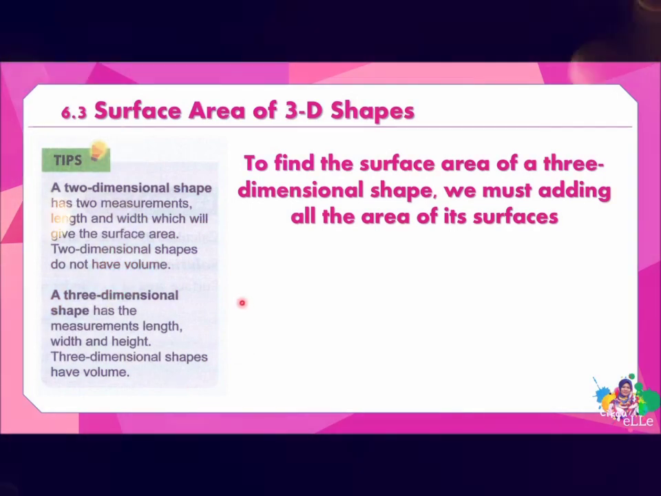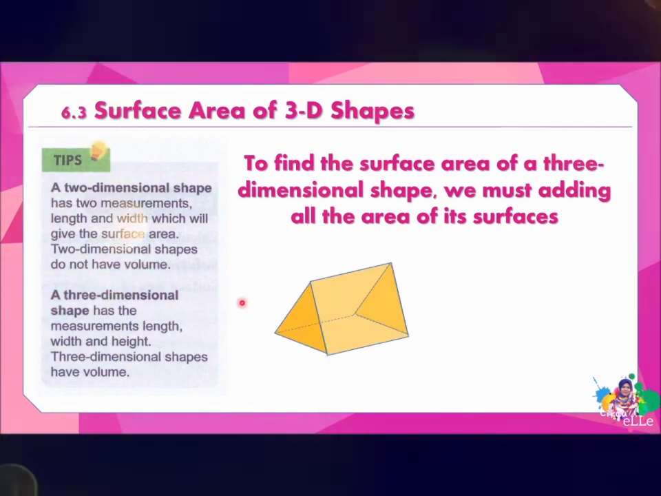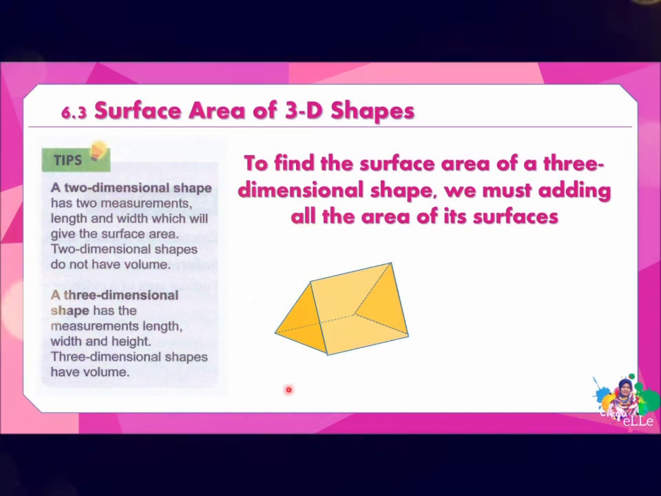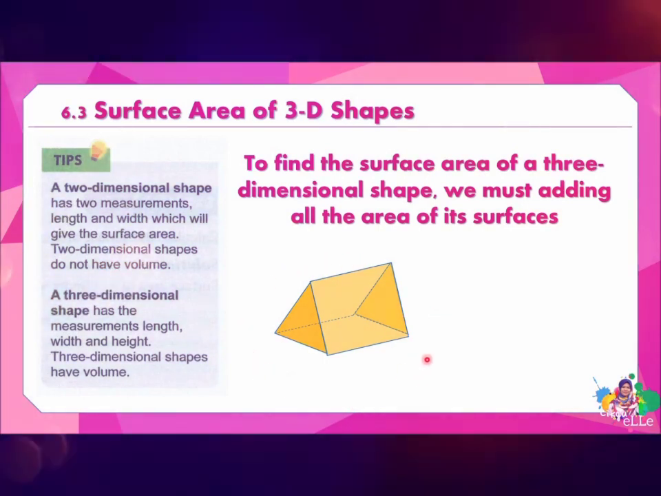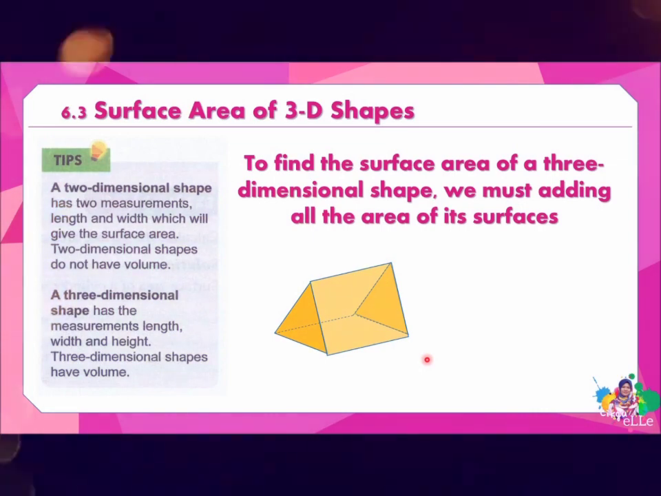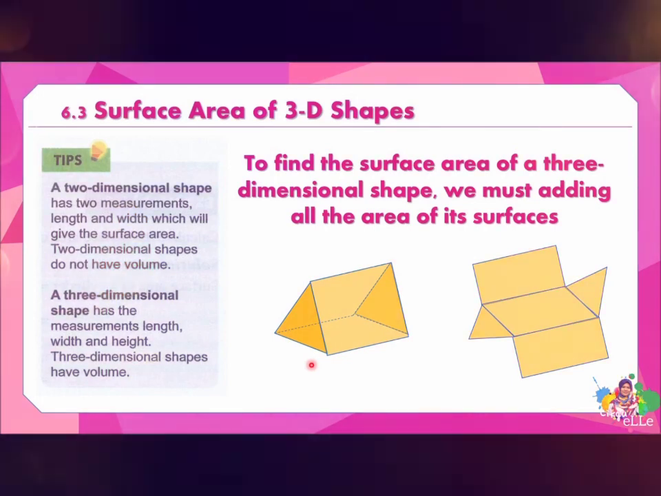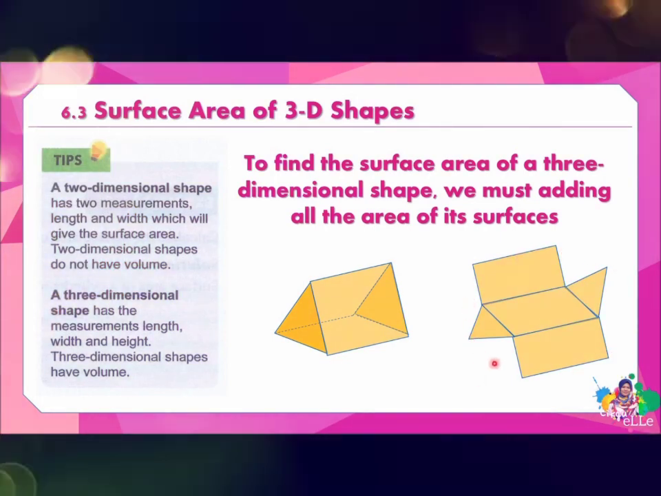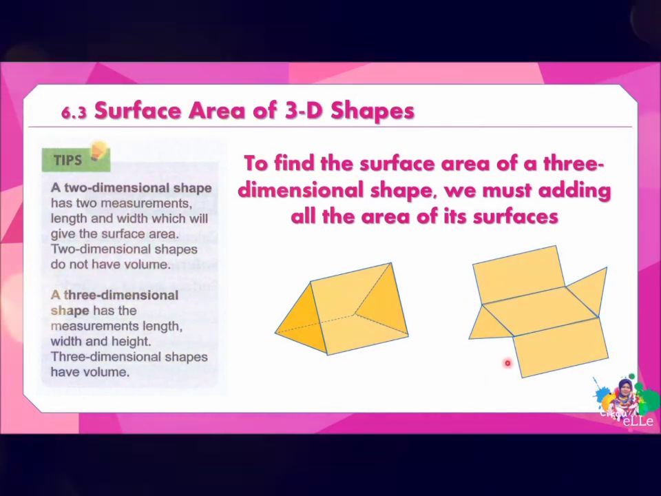Okay, let's look at the example. This one is a prism in 3-dimensional shapes, and when you lay out this prism, you will get its nets. So based on its nets, you can find the surface area of this prism.